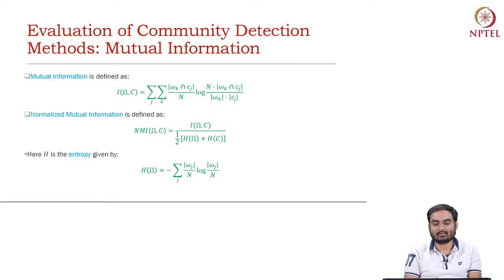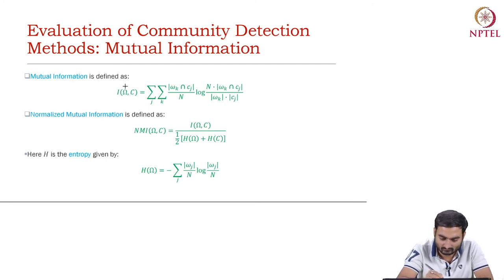The third one is based on an information theoretic approach called mutual information entropy. It basically comes from entropy. Entropy can be measured for a particular random variable. When it comes to two random variables, you can measure mutual information. And what is mutual information?